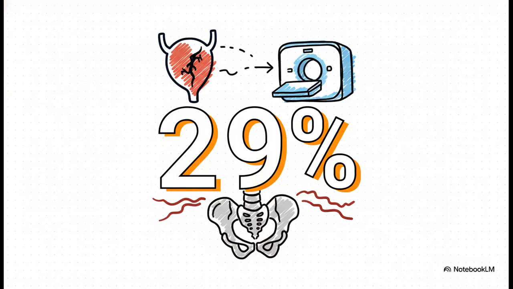So why is this recommendation so strong? Well, the data shows that bladder injury is found in a whopping 29% of patients who present with both of those findings, gross hematuria and a pelvic fracture. That prevalence is just too high to ignore, which is why immediate and definitive imaging is the standard of care.